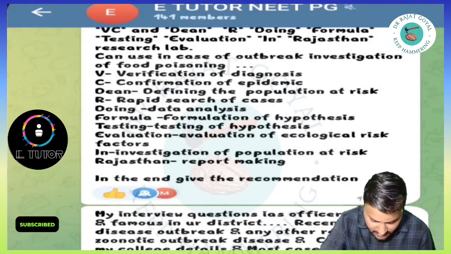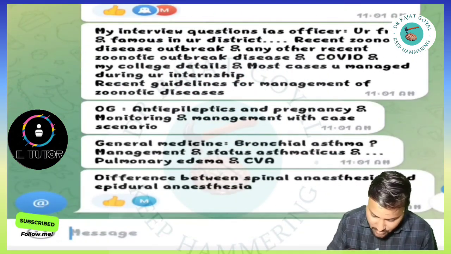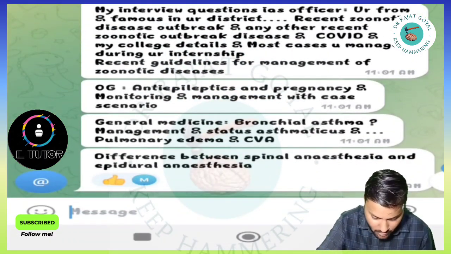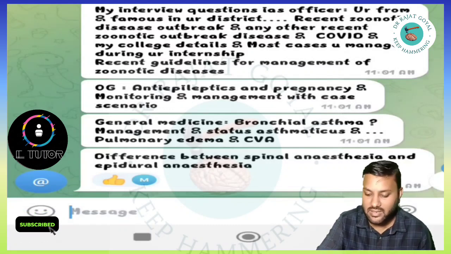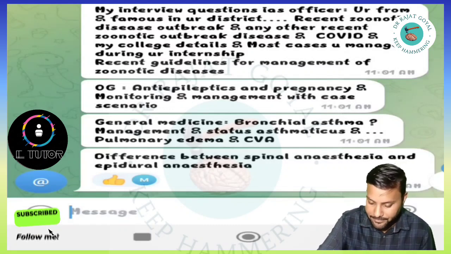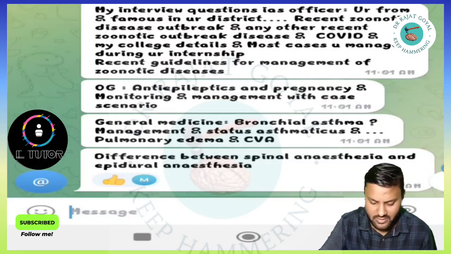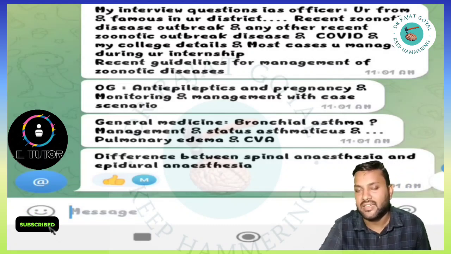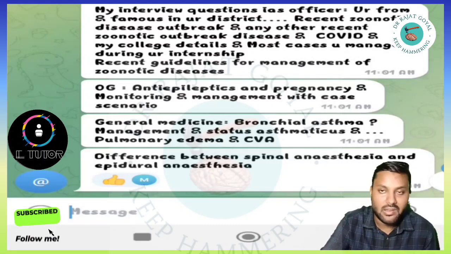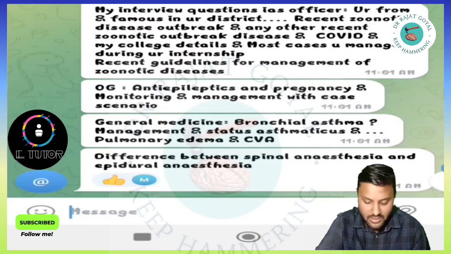Another student is asking whether you can use it in the case back. No. My interview question: you are from, and what is famous in your district. We have already discussed in the introduction part only that they can ask you about your birthplace and the district, what is famous about your district, and anything related to your state, like female infanticide rate or literacy rate. Anything can be asked.